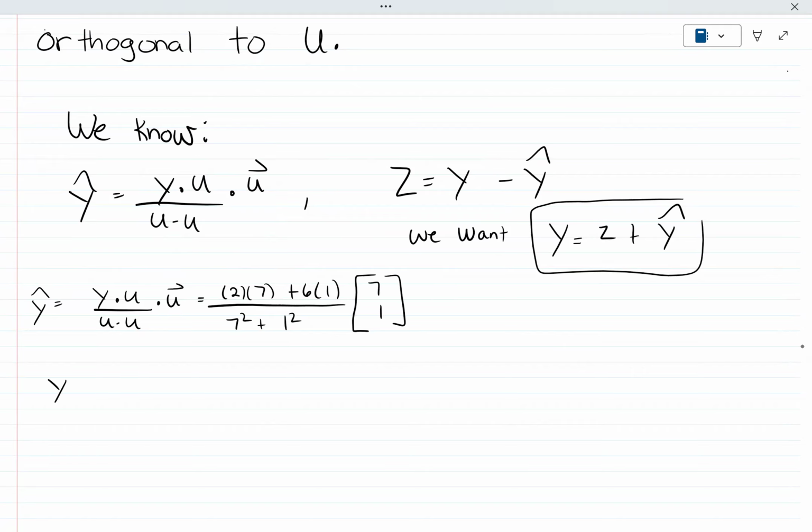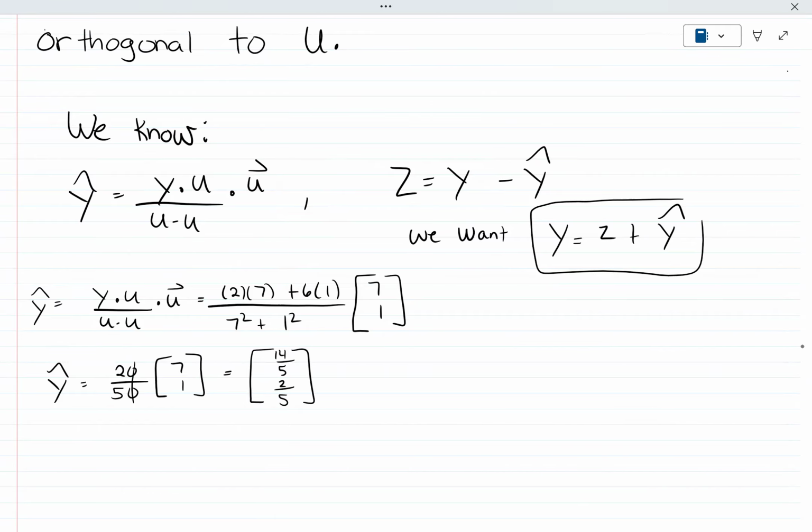So y hat is going to give you, on the top, when you do the algebra, 20 or 50 divided by vector u, which is 7 and 1. And what happens is 0 cancels. So you're left with 14 fifths and 2 fifths. So we found y hat.